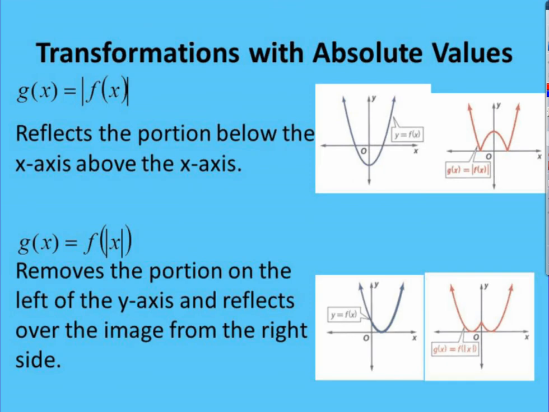The last thing we're going to cover this section is transformations with absolute values. If your absolute value is around the entire function, that means all your y values are going to become positive. So anything that's below the x-axis will be reflected and be above the x-axis. If the absolute value is just on the x, that means we only have positive x values. So everything to the left of the x-axis you erase, and you mirror what was on the right over to the left.